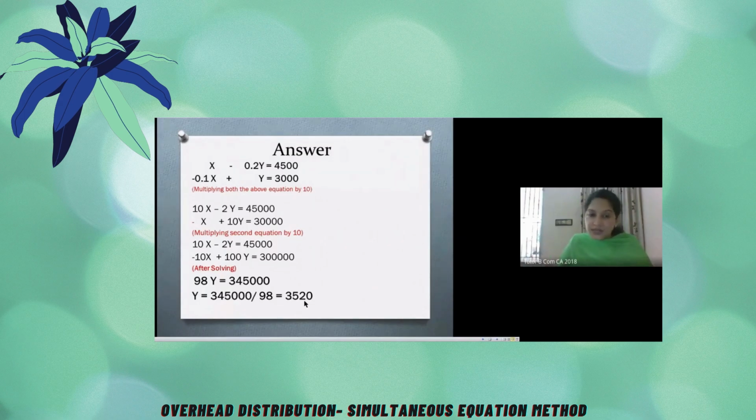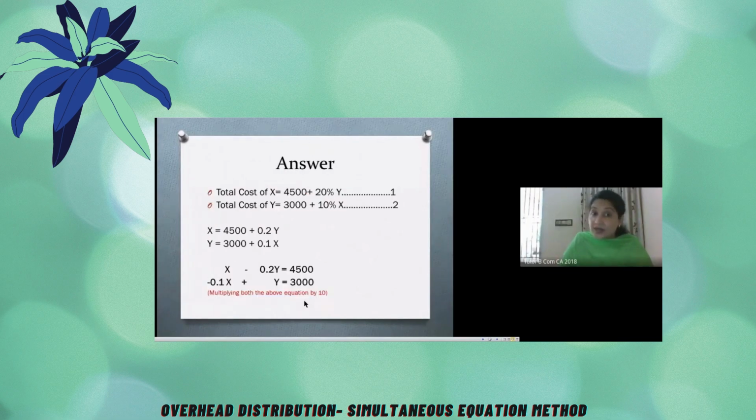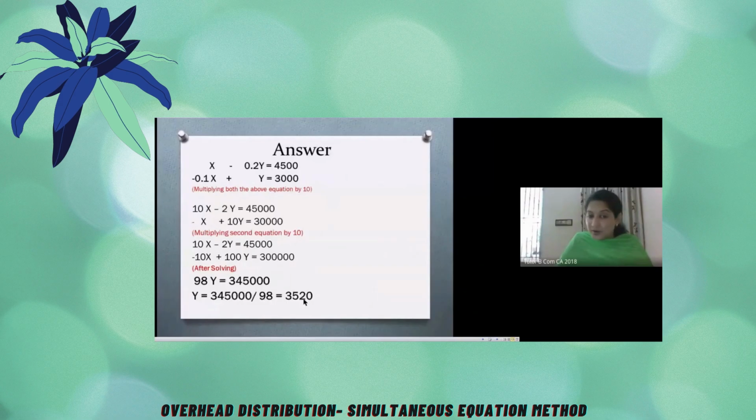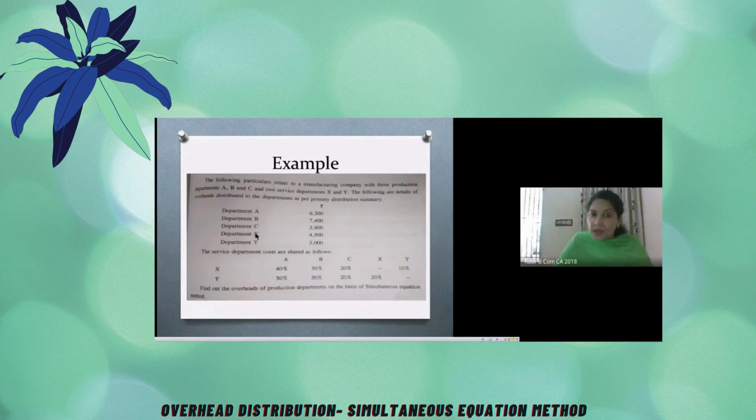3,520. Once I get the value of y, it is very easy for me to find the value of x, because in my initial equation I have said that it is 4,500 plus 20% of y. Now I got the value of y, which is 3,520. So x is equal to 4,500 plus 20% of 3,520. That was given in my question itself. When I took the first example, I can see that x is equal to 4,500 plus 20% of y.